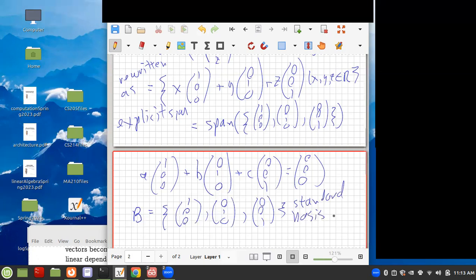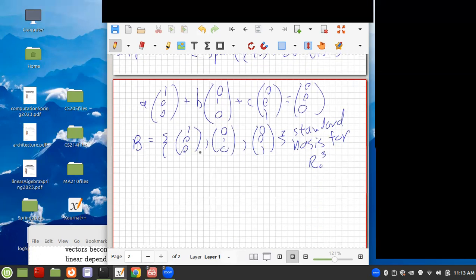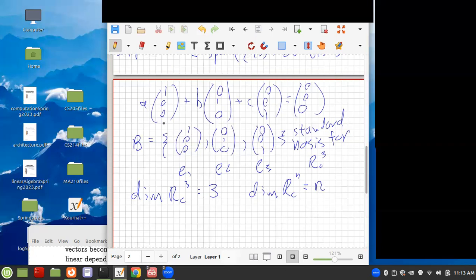Standard basis for R^3. And you can see that it really didn't depend on there just being 3 vectors. I could have any number of vectors. And we give names to this. This is e1, e2, e3. Okay, so you can see then that the dimension of R^3 equals 3. And in general, the dimension of R^n equals n, the number of components in the vector.